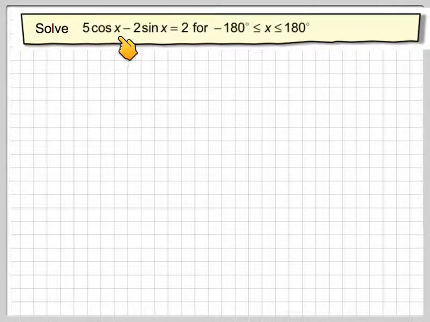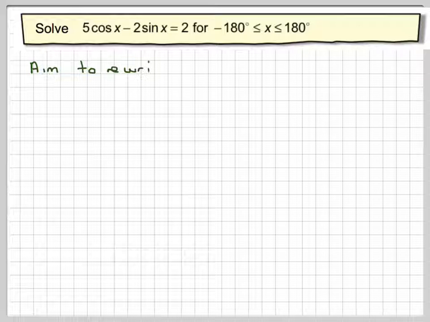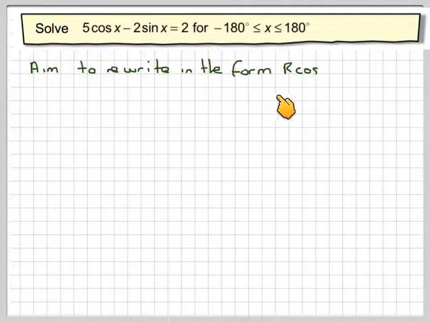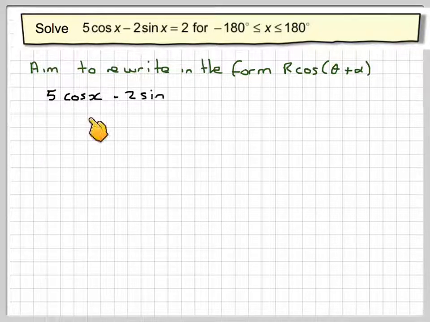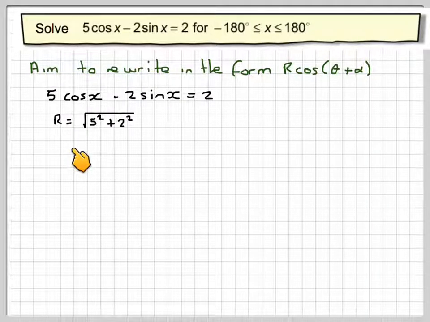Solve 5 cos x minus 2 sin x is equal to 2 for x being between minus 180 and 180 degrees. So the aim is to rewrite in the form R cos(x + alpha). So we've got 5 cos x minus 2 sin x is equal to 2. So R will be the square root of 5 squared plus 2 squared. So you take the 5 and the 2 and square them. That's going to give the square root of 29, 25 plus 4.